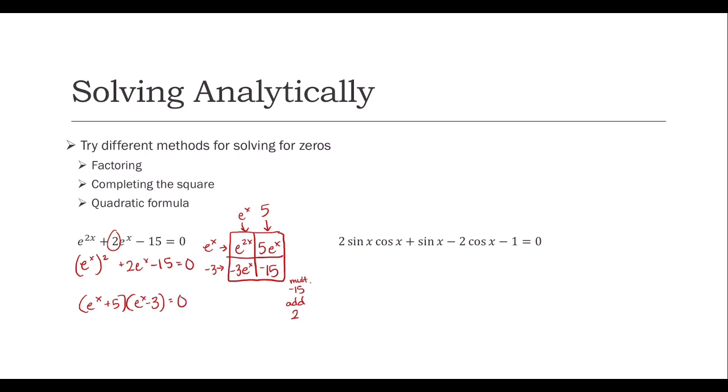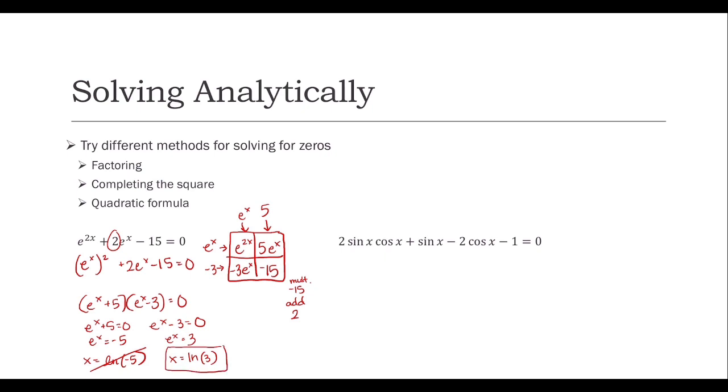It will equal 0 when each component is equal to 0. So e to the x plus 5 equals 0, or e to the x minus 3 equals 0. So if e to the x equals negative 5, and then if we take the natural log of each side, we'd get that x equals the natural log of negative 5. Here we'd have e to the x equals 3, so x equals the natural log of 3. You can't have the natural log of a negative number, so our only option for x would be the natural log of 3.